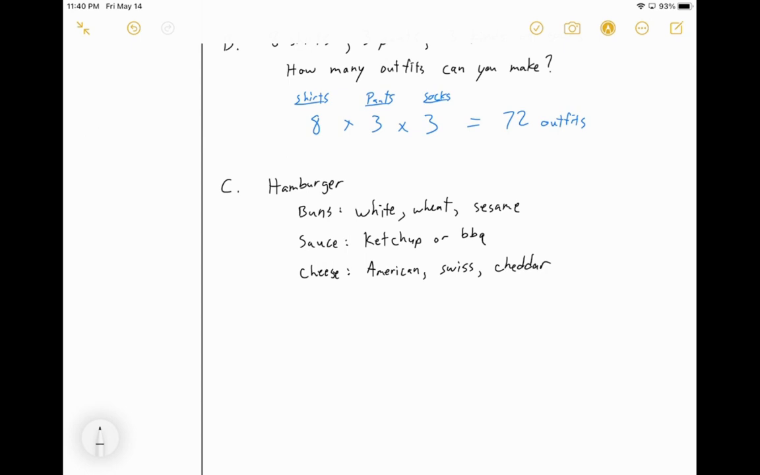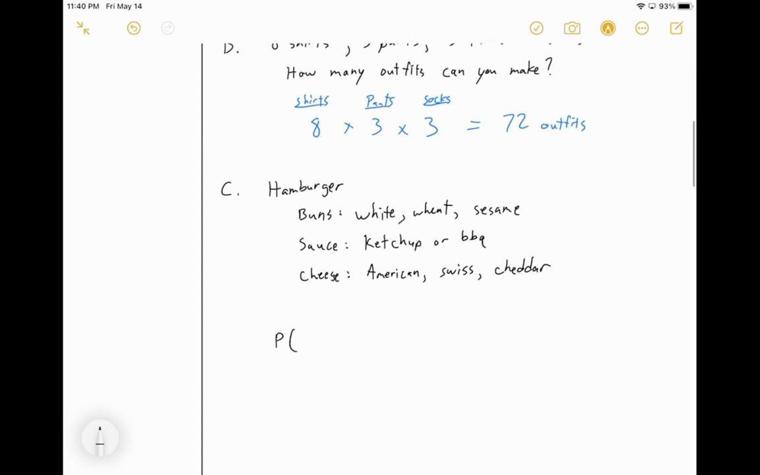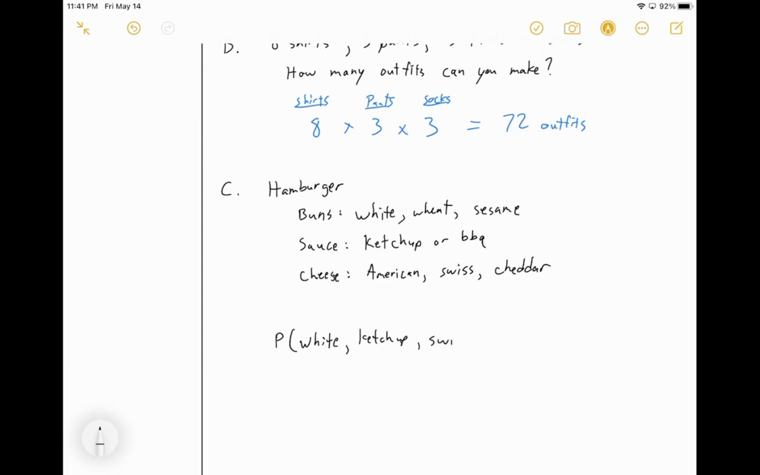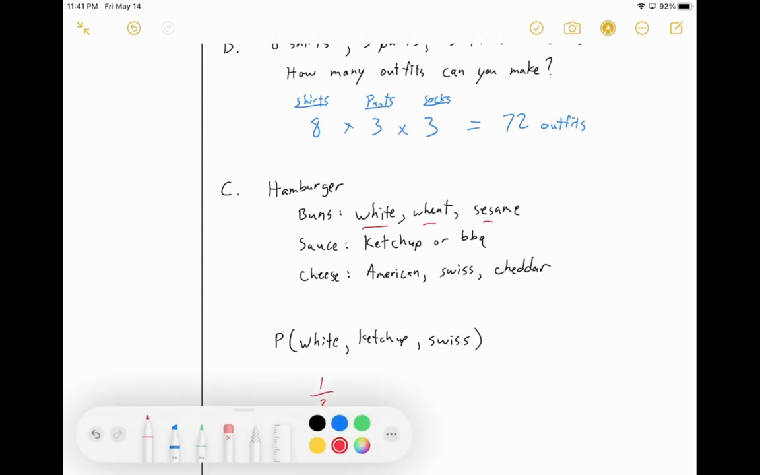So let's say, for example, he wanted a white bun, ketchup, and Swiss, right? What's the probability that you would have chosen that if you're just guessing? Well, let's think about it. What's the probability that you would choose a white bun? There are 1, 2, 3 choices. So the probability you would choose a white bun is 1/3. What is the probability that you would have chosen ketchup?